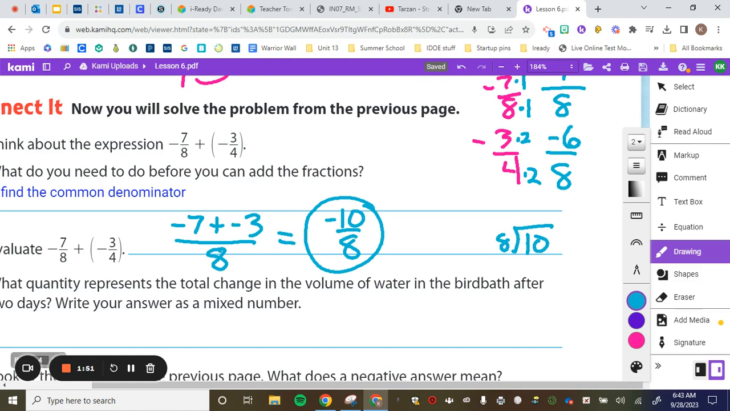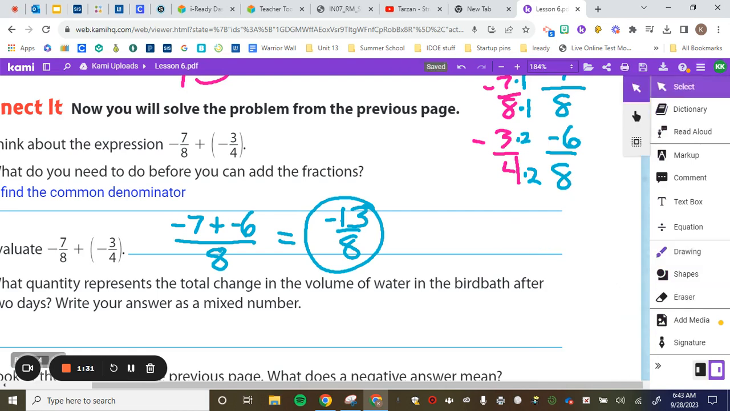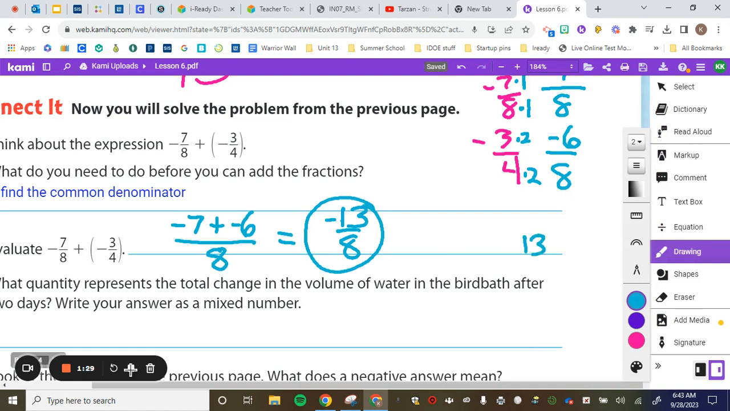Oh, and I made a mistake. I wrote it down wrong. See if you can find my mistake. All right, now it's fixed. I should have written -7 plus -6, which is -13. So I'm going to do -13 divided by 8. I just leave the negative off right now and I divide like normal. So my answer will be negative.